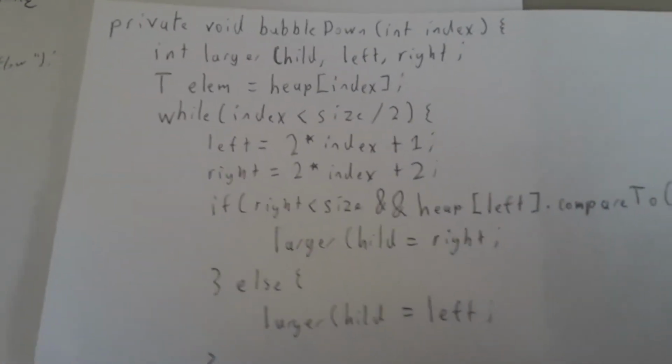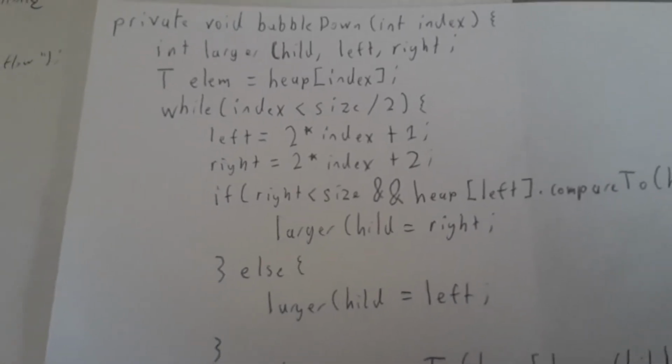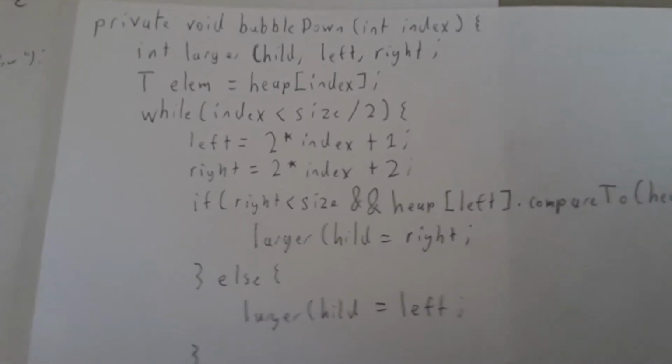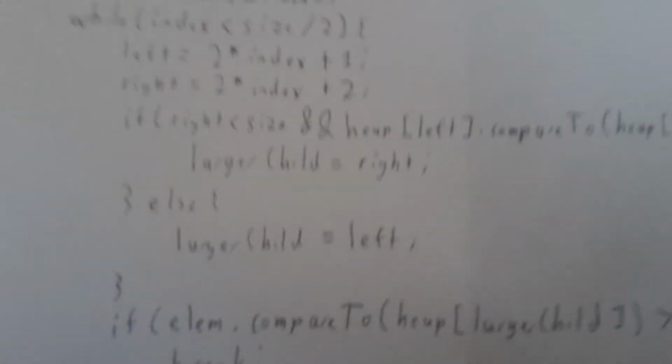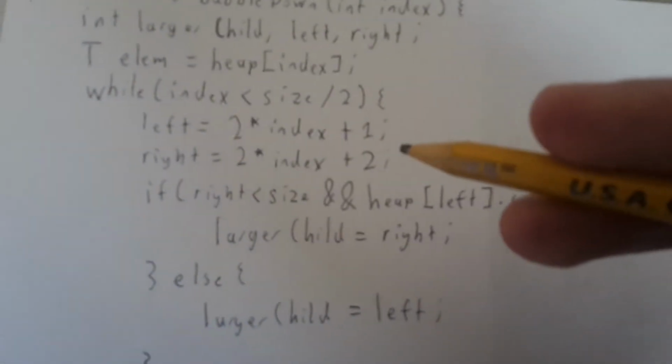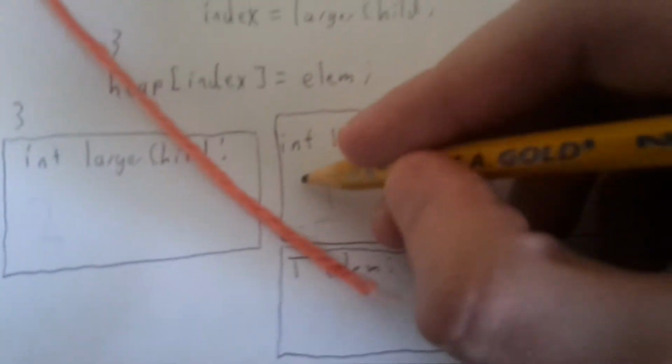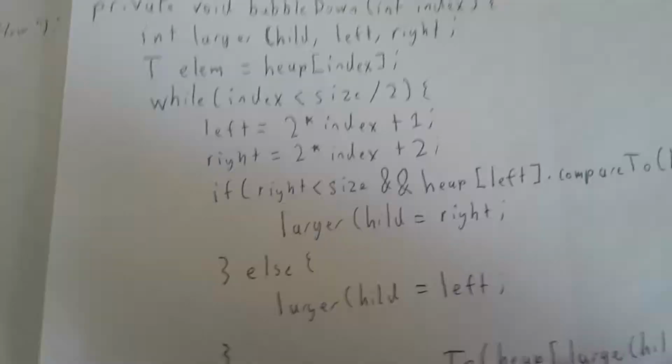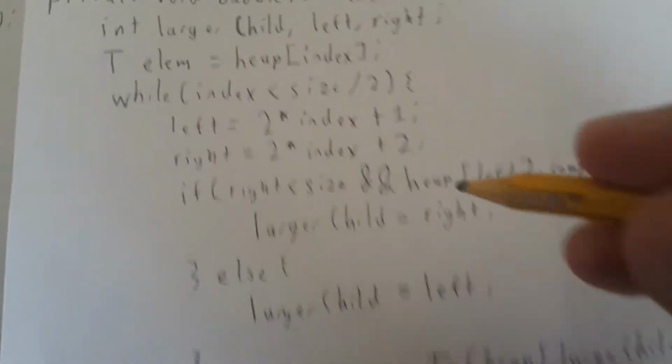And let's start this while loop. So while index, which is currently 0, is less than size divided by 2. Size is 6, so size divided by 2 will be 3. That's true. 0 is less than 3. So let's start. Left is equal to 2 times index plus 1. That would be 1. Okay. Right is equal to 2 times index plus 2. That would be 2.